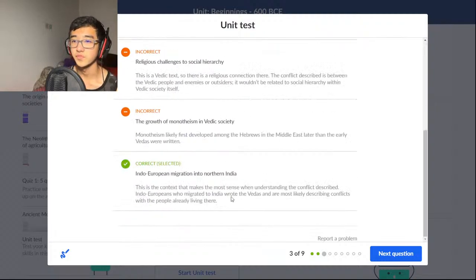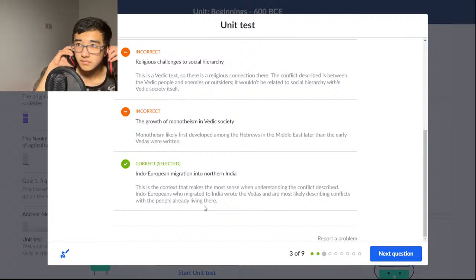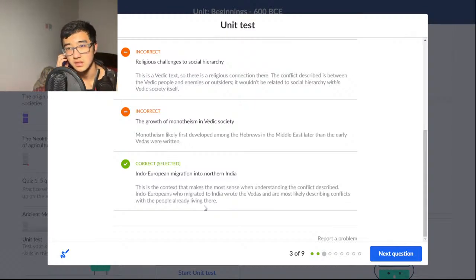Wait, what law? So, this is the context that makes the most sense when understanding the conflict described. Indo-Europeans who migrated to India wrote the Vedas. Okay, they're more likely describing conflicts with the people already living there. I need a bit of time to think about that, because that doesn't really make sense to me.